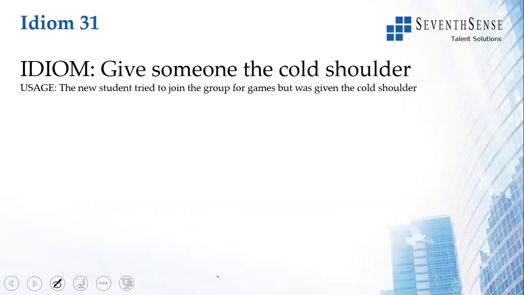Let us use it in a sentence. The new student tried to join the group for games, but was given the cold shoulder. He tried to join, but it means he was unsuccessful. He wanted to join, he was not allowed to, or he was not included. So given the cold shoulder, he was ignored, he was rejected.